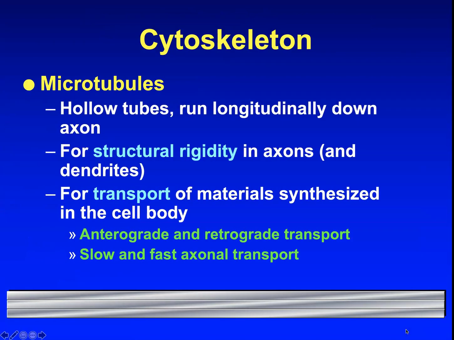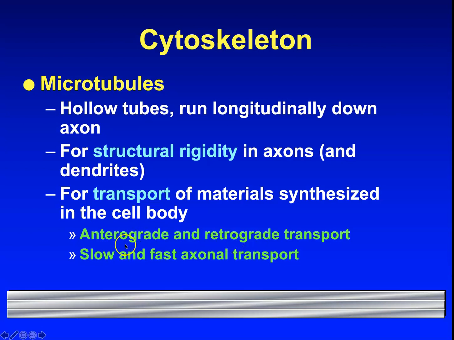So let's spend some time on these. What a microtubule is, it's a hollow tube, and it runs down the axon. And so they help give rigidity to the axon, support, and they help transport materials. And the transport can go in two directions. So there's anterograde and retrograde transmission.